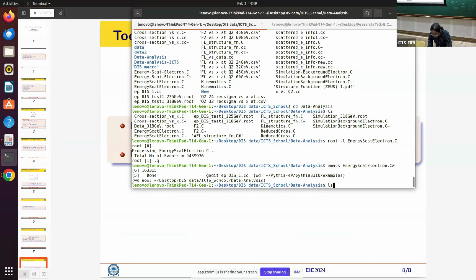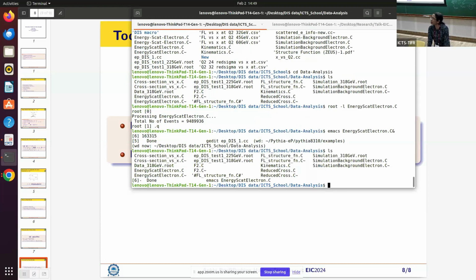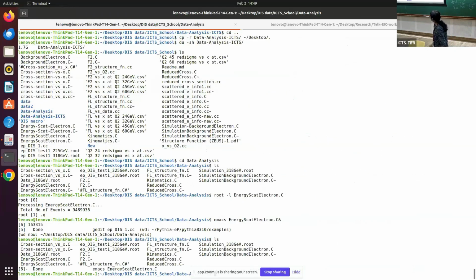If you go to the folder, you can check there are two dot root files. EP underscore disk underscore test1 225 GeV dot root, and another is 318 GeV dot root. I will be treating these as my data. Let's open that file. How do I open that file? So I have to write root.